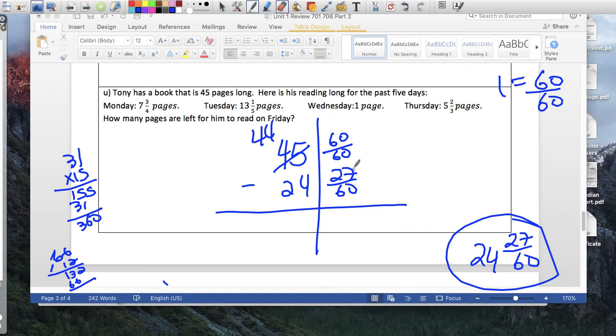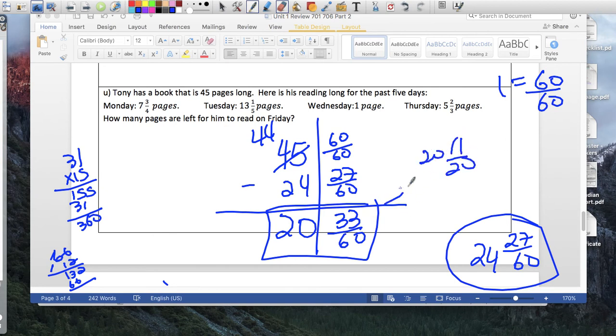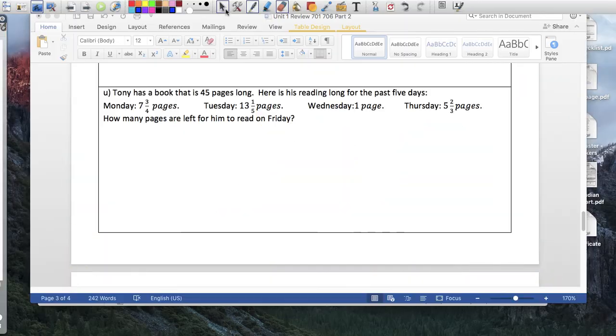Now I can subtract. 60 minus 27 is 33 over 60, I hope. 44 minus 24 is 20. So this is how much he has left to read on Friday. And I can simplify this, but I didn't. Or 11 over 20. Right? If I simplify, 33 divided by 3 is 11, 60 divided by 3 is 20. Yeah. That would have been your 5 minutes.